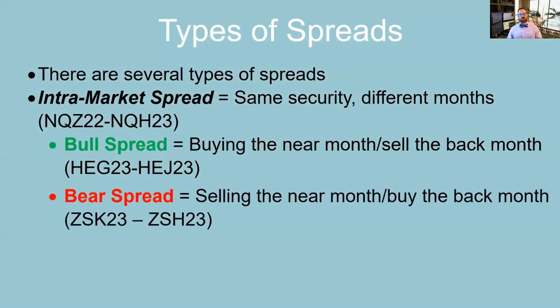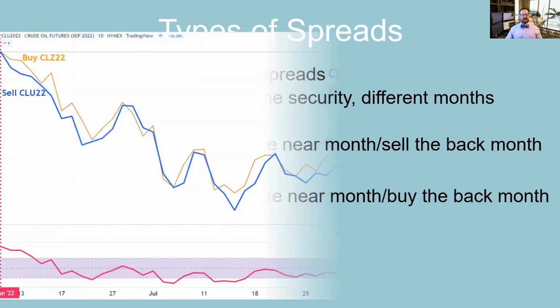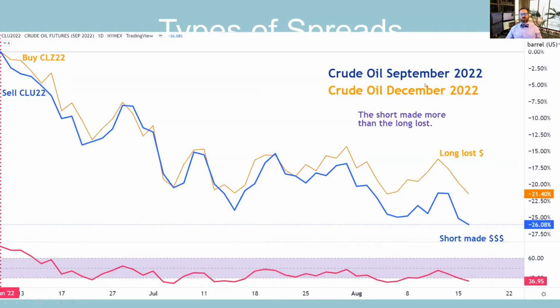Now we have the opposite. If we think the markets are going to go down, we would do a bear spread. You simply sell the front month and then buy the back month. Okay, so in doing that, you can see I used crude oil September versus December. Back here at the beginning of the trade in June, you would short the September contract, that's the U22.